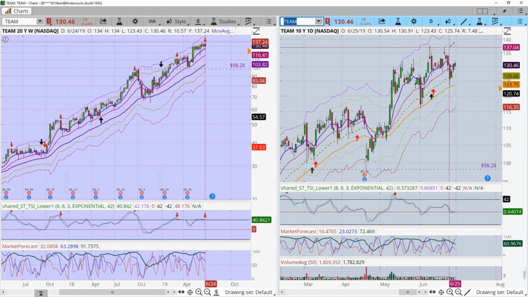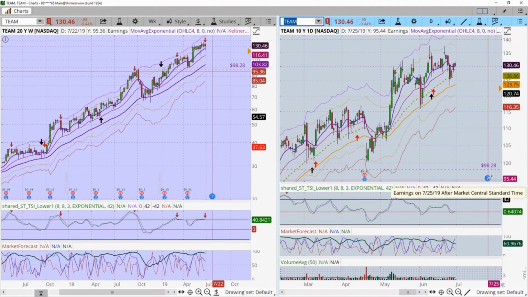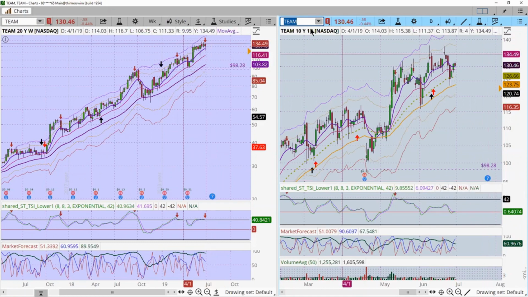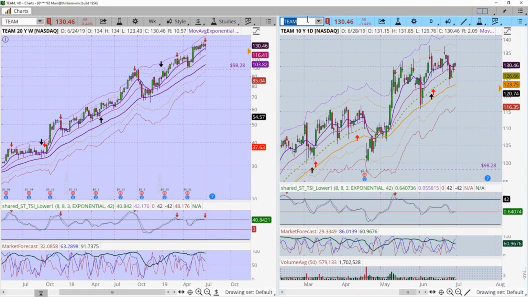We know where we have resistance. We have resistance up here in the 137.55 level. We have earnings coming up on the 25th of July, so we may be looking at a pre-earnings run on that. Home Depot.